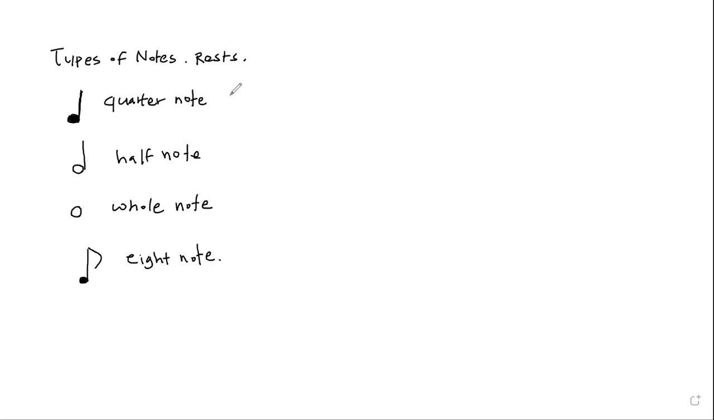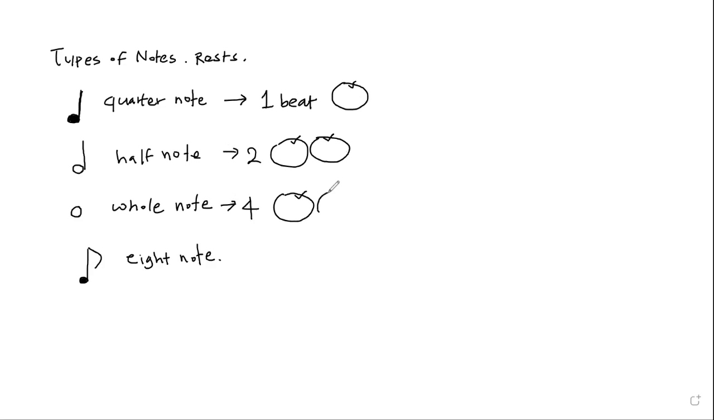And its value: a quarter note is 1 beat. So you may think about one apple, okay? A half note is 2 beats, and you may think about 2 apples. And a whole note, the value is 4 beats, so we have 4 apples. Okay, and this one is a half beat. And then you can just cut it into 2. So this is like a half apple, the value, okay?